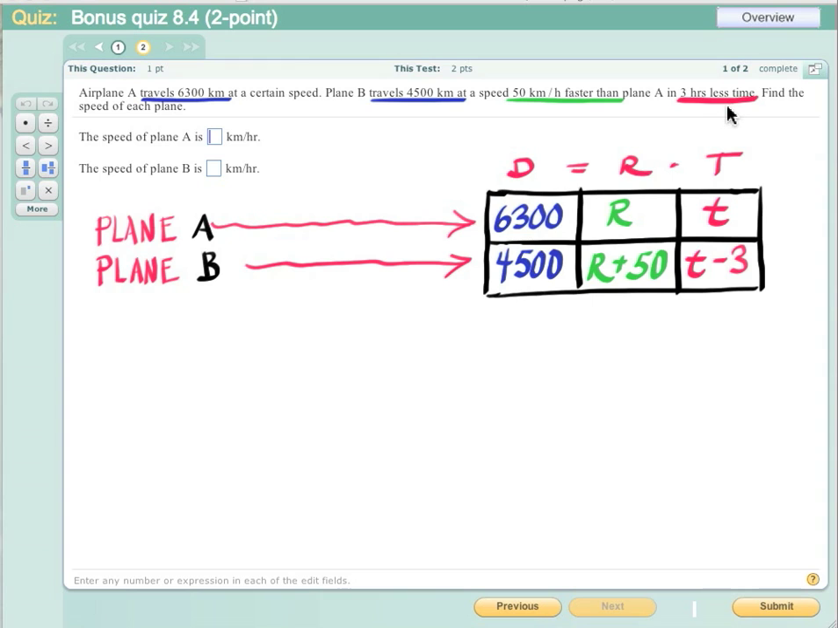And it's the same thing with time. I don't know how long in the air plane A is. I don't know how long in the air plane B is, but I do know not only does it go faster, it's in the air for 3 hours less. And so that's why I took the time for plane A and subtracted 3. Now, they're asking us here for the speed of the two planes. And I've worked enough of these to pretty much know where to go next. And so I know I want to solve this for R and this for R. And since the rate has to be the same for both of them, I could create an equation and solve it using chapter 8 techniques. And I'm going to do that for you.